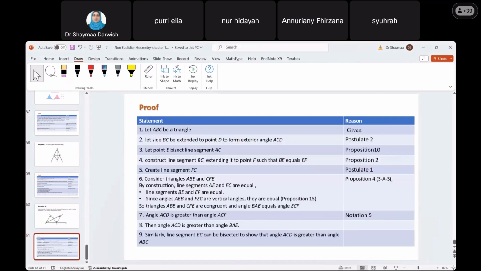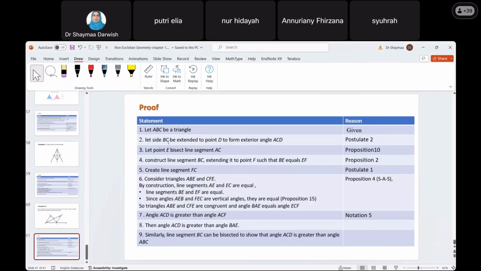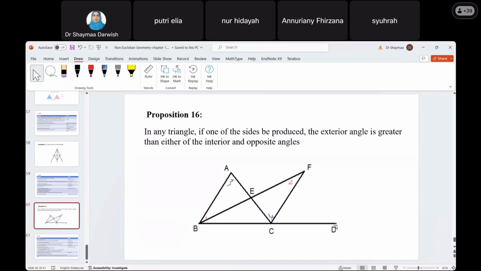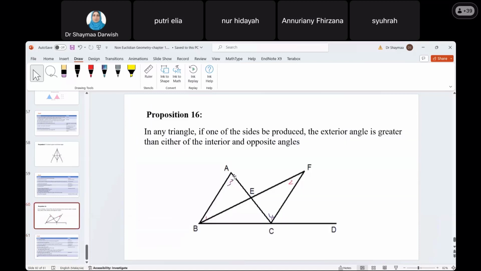First, you have the triangle ABC. This is the given information. The side BC can be extended to the point D. Now, let the point E bisect the line segment AC. I have AC, and I will take E exactly the midpoint, which means that AE will be equal in length to this one.